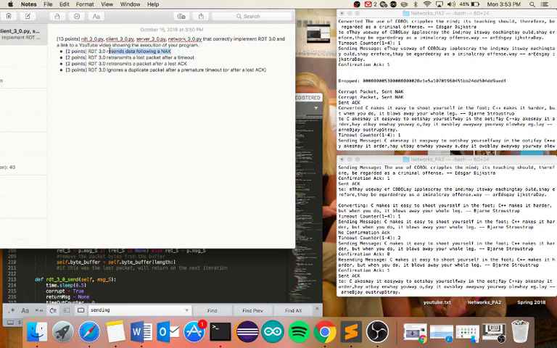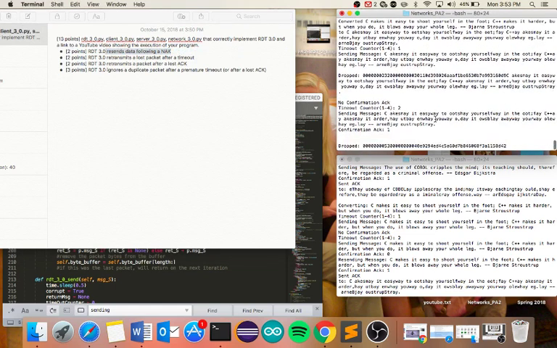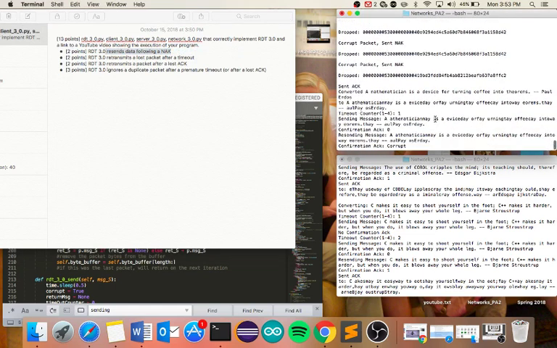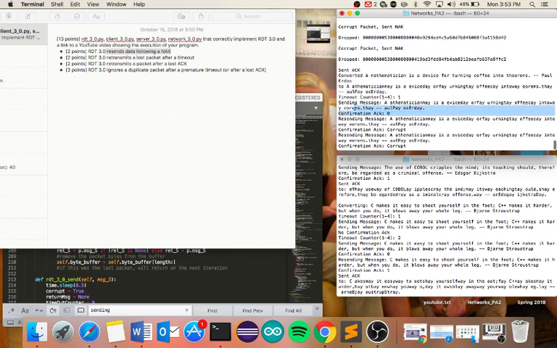Next up, we need to show we resend data following a negative acknowledgement. So let's find one. Confirmation ACK is 0, a negative acknowledgement, so we resend the message.